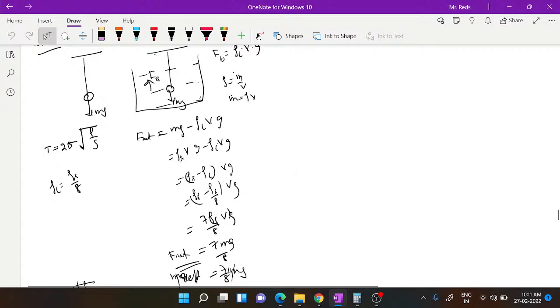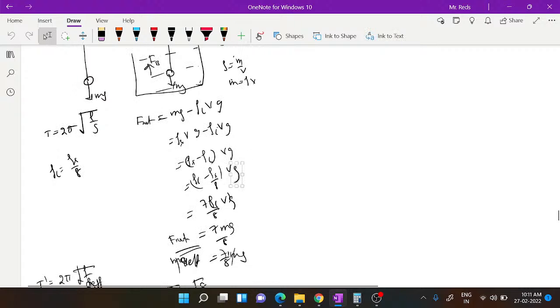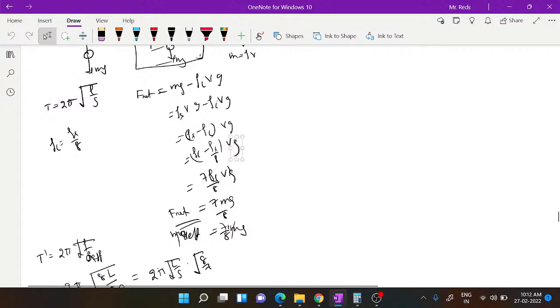As mentioned in the question, the density of the liquid is 1 by 8 times the density of the brass bob or the solid. If you substitute this here, you get rho_s minus rho_s by 8. So 8 minus 1 is 7, and 7 by 8 into rho_s, the density of the solid, into Vg. So F net is equal to 7 by 8 times density of the bob into V into g. Density into volume is mass, so you can write this as 7 by 8 into mg.